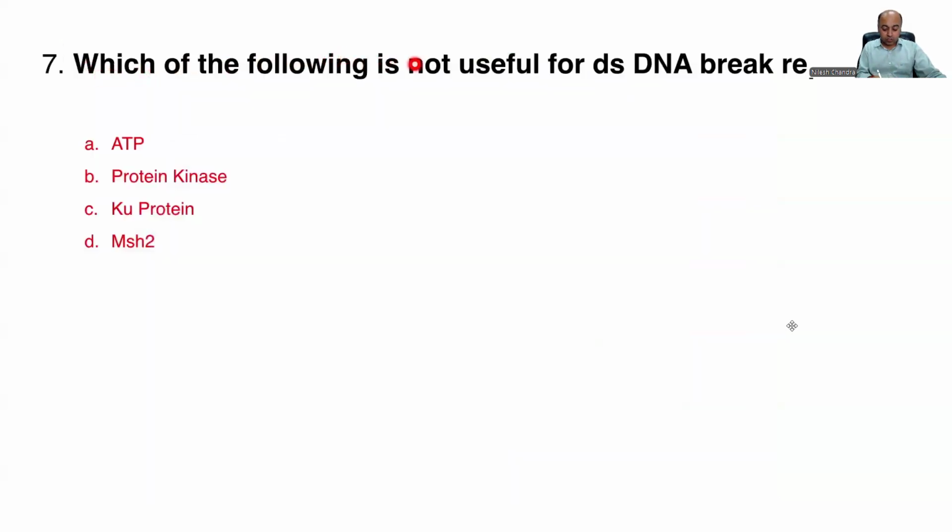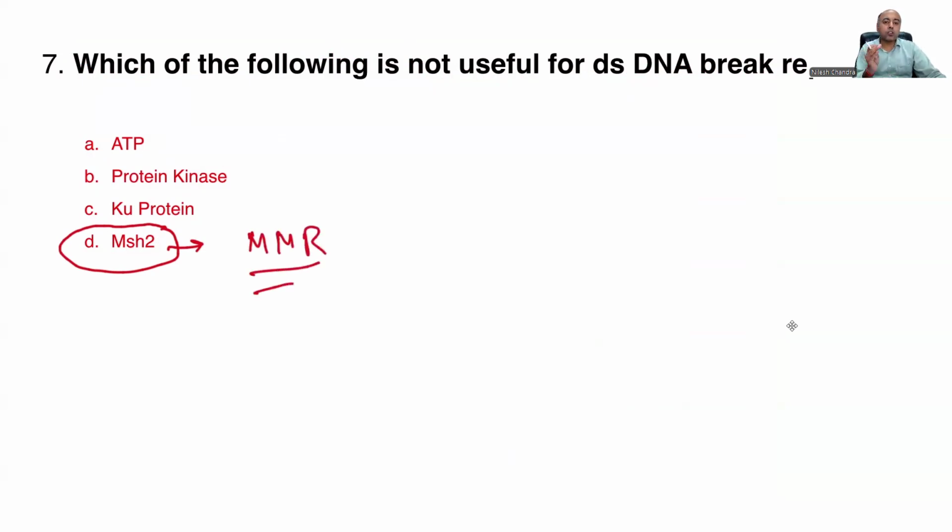Which of the following is not useful for double-stranded DNA break? ATP, protein kinase, Ku protein, and MSH2. Now, this is something which is not expected from you at the PG exam level. Nevertheless, for the record, we just highlight that MSH2 is required for the mismatch repair, not for the DNA break repair.